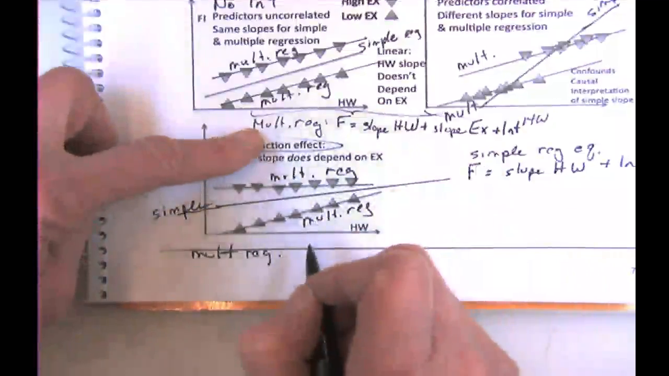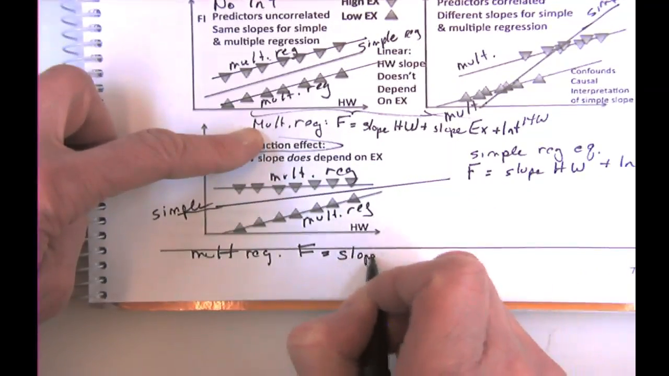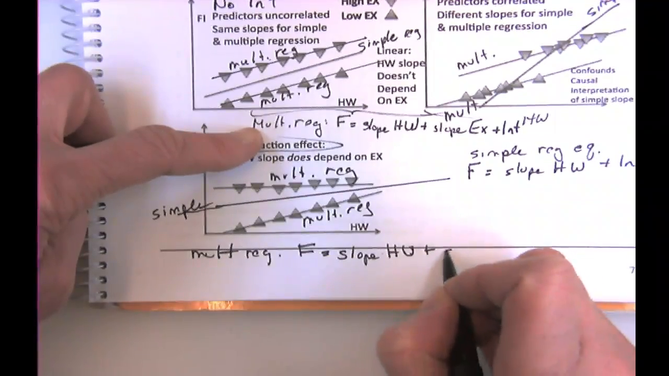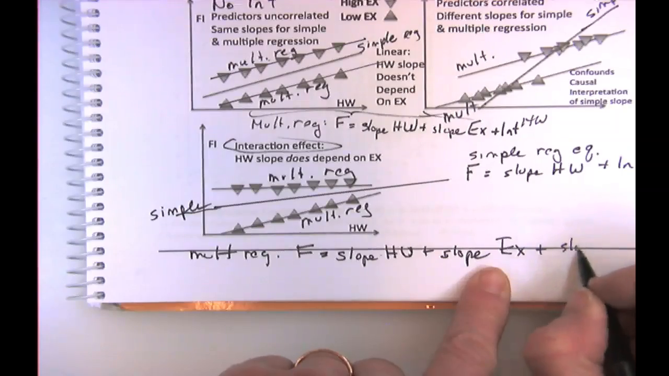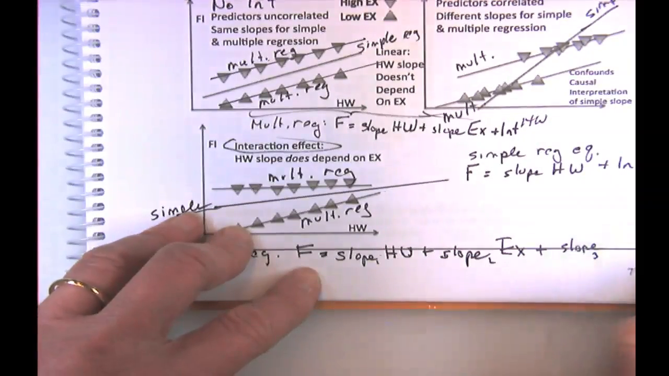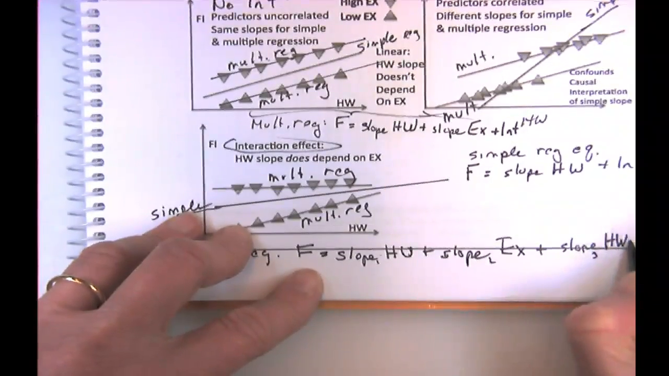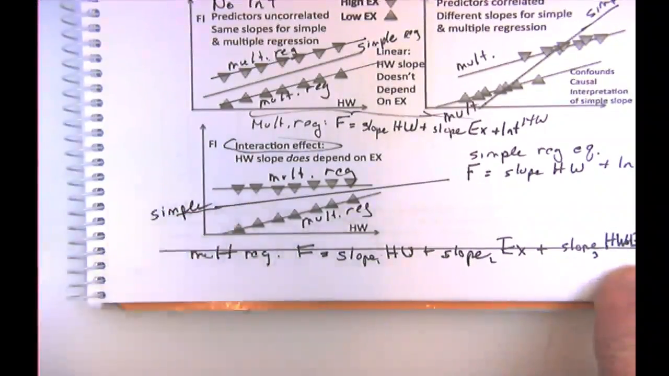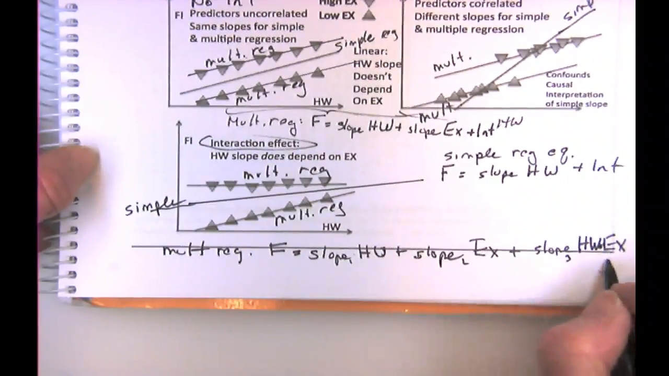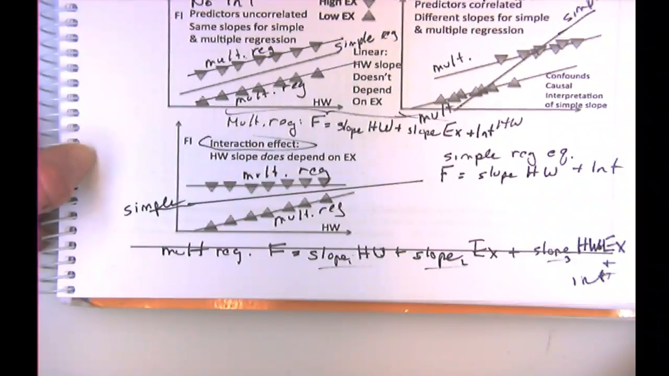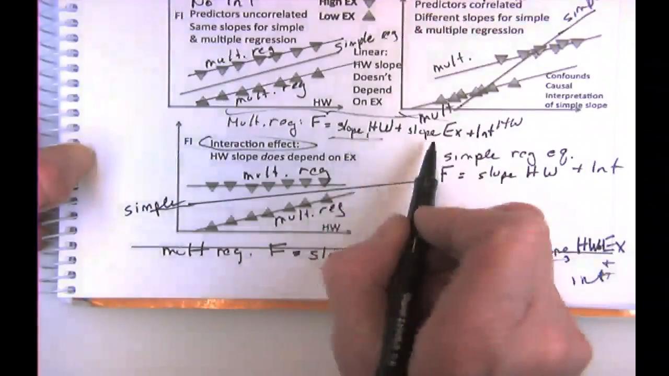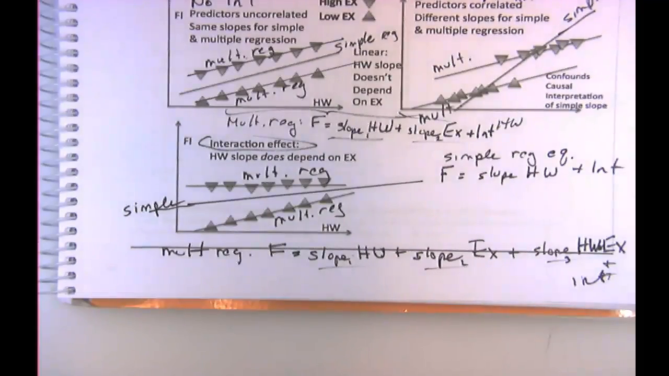It would look like this: final equals a slope times your homework plus a different slope times your exams, plus another slope. These are all different, 1, 2, and 3. A different slope times this interaction term that would allow for different slopes. And then you have an intercept. So you'd have to have 3 slopes, whereas here you only have 2, slope 1 and slope 2. Does that make sense? I don't want to get too confused here with this picture.